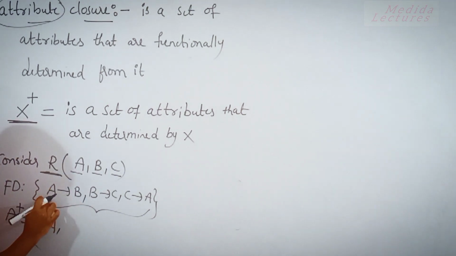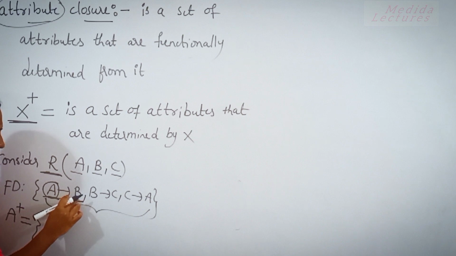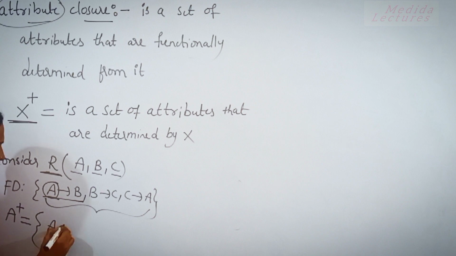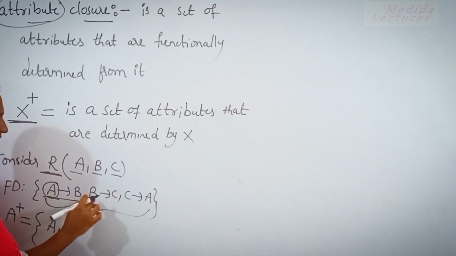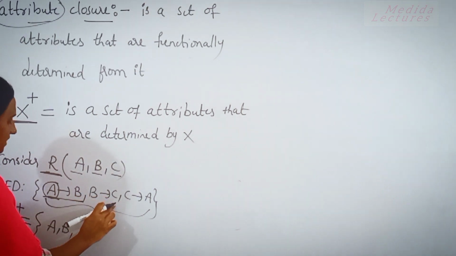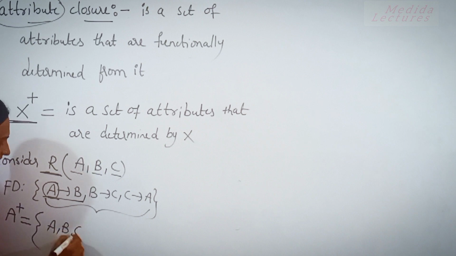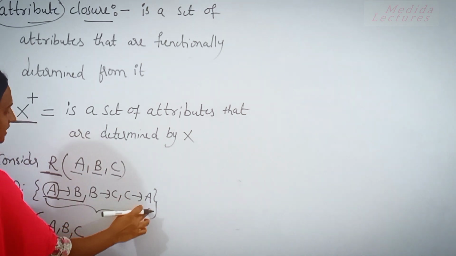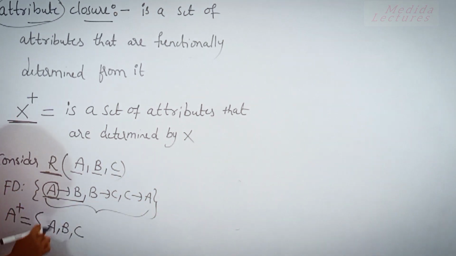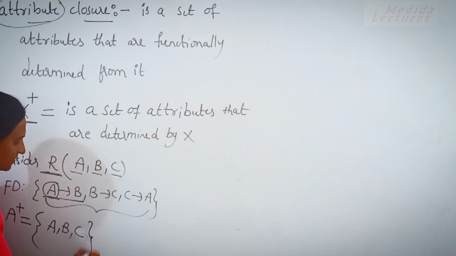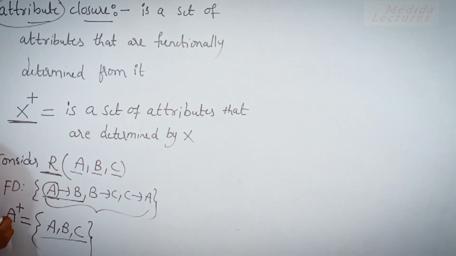Next I am taking the functional dependency A determines B. What is the meaning of A determines B? If you have A, then you can determine B. Here I have A, so I can determine B. Next, B determines C. If you have B, then you can determine C. Here I have B, so I can determine C. Next, C determines A. If you have C, then you can determine A. Here A is already there, so no need to write it again. ABC only.